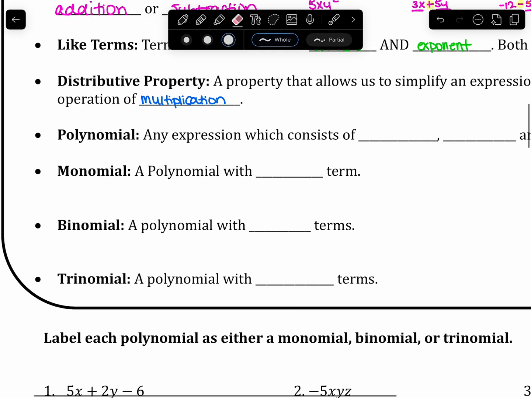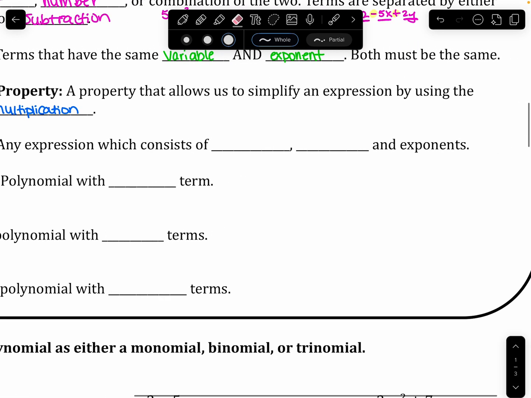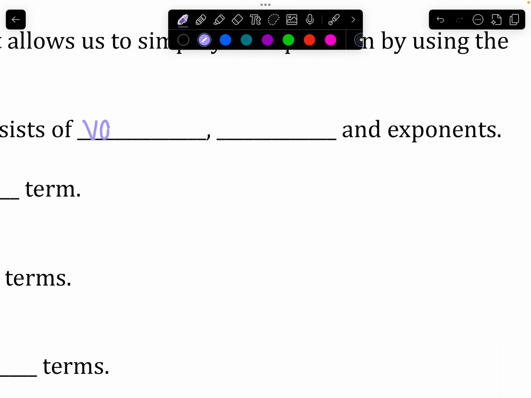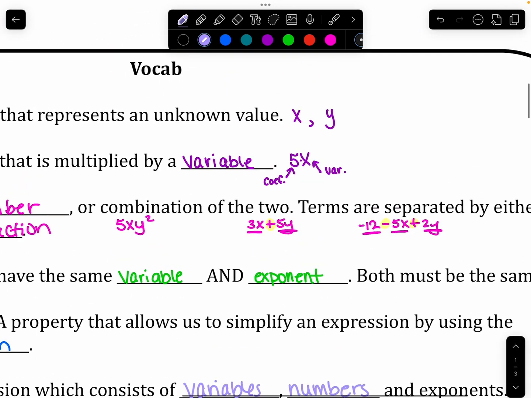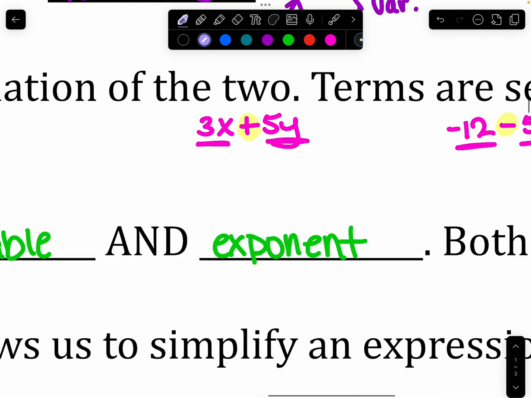Okay, the next word that I have here is a polynomial, and a polynomial is any expression which consists of variables, numbers, and exponents. So we've got, I'm going to do light purple, variables. What did I say? Variables, numbers, and exponents. So what I showed you up here, like that is considered a polynomial.